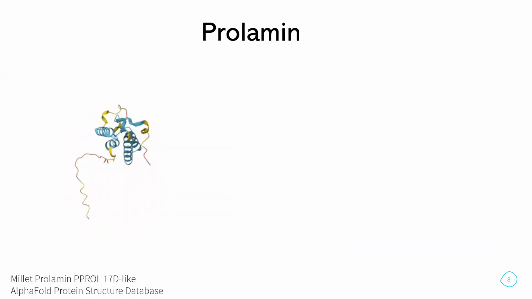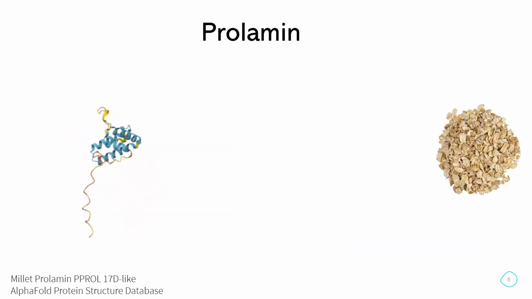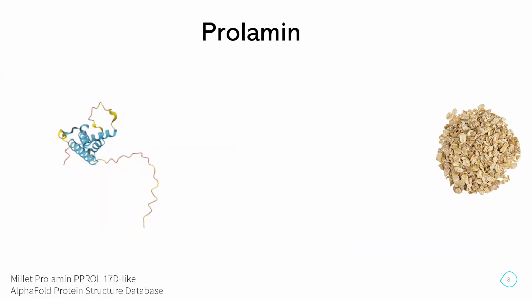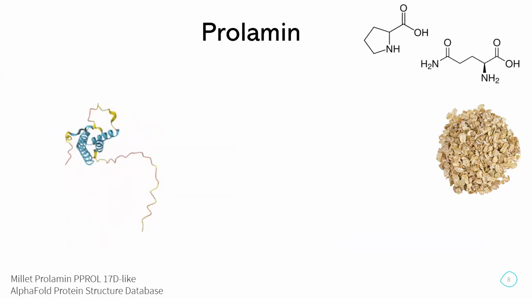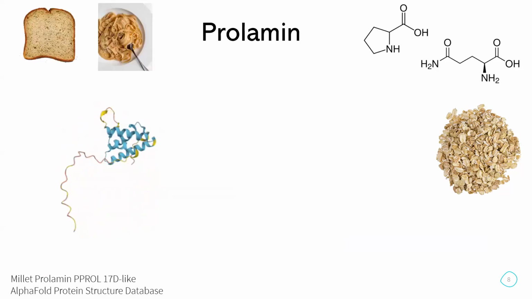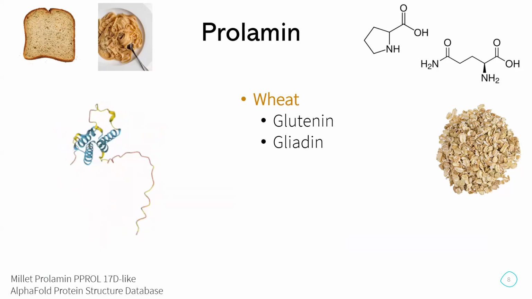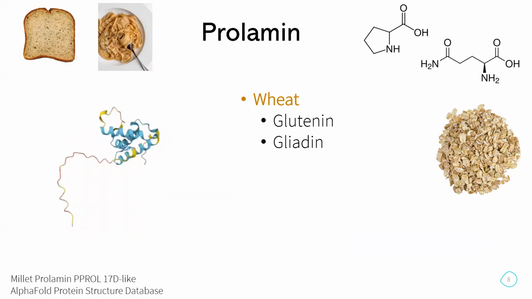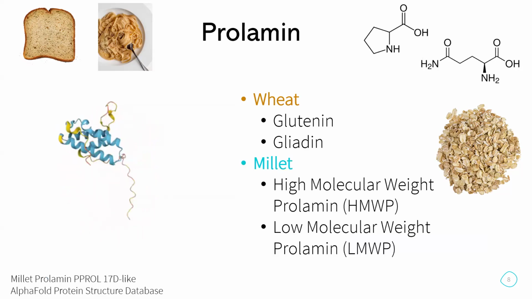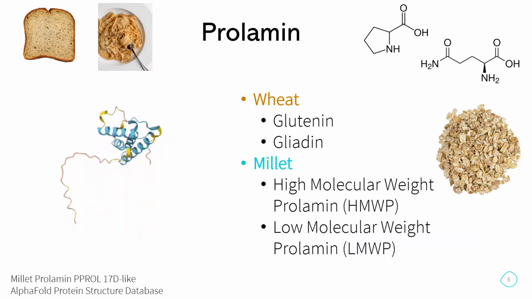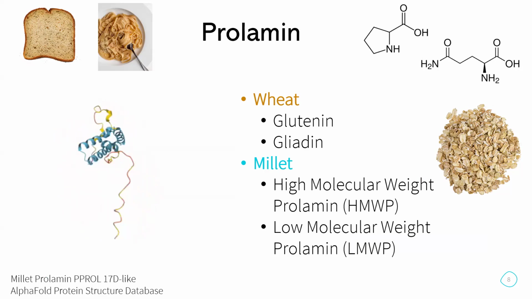So a little bit of background about prolamins. What are prolamins? Prolamins are a group of storage proteins in cereal grains. They're characterized by being rich in proline and glutamine, and they tend to be poorly soluble in water and soluble in alcohol solutions. These proteins are super important for anyone who eats food because they are in wheat, gliadin and glutenin, like I mentioned before. So anything that has to do with gluten is all thanks to the prolamins. So we owe a lot to these proteins. In millet, they are the high molecular weight prolamin fraction and the low molecular weight prolamin.